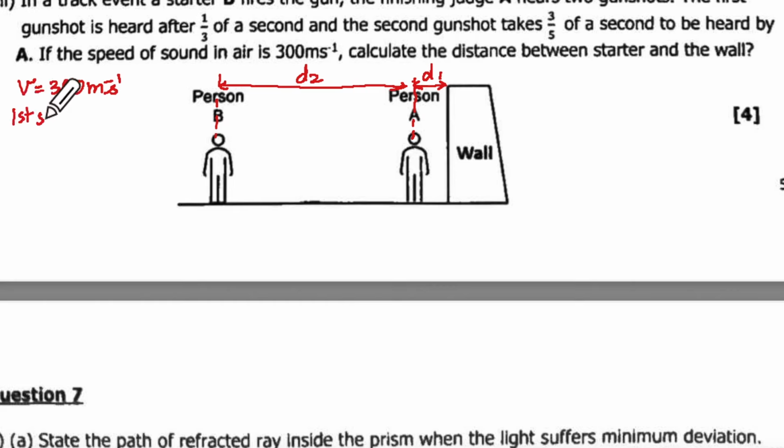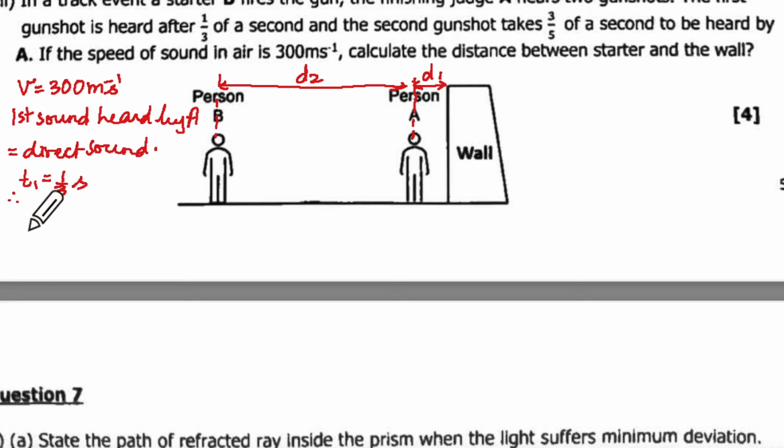So the first sound heard by A will be the direct sound. Do you agree with that? It is the direct sound. Therefore, your T1, which is 1/3 second, will help me to use the formula V is equal to D upon T, but it will be from here to here, D2 upon T1. Did you understand this part?